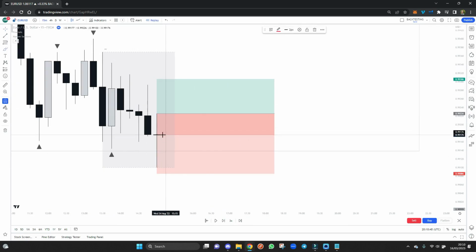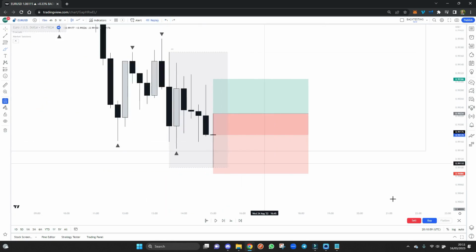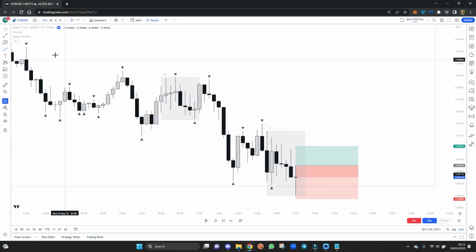This could completely just open and fall down and it's not going to tag us in, which is what I'd want, rather than just being triggered into the trade and it running lower, taking a loss. The buy stop is going to give us that extra layer of confirmation.